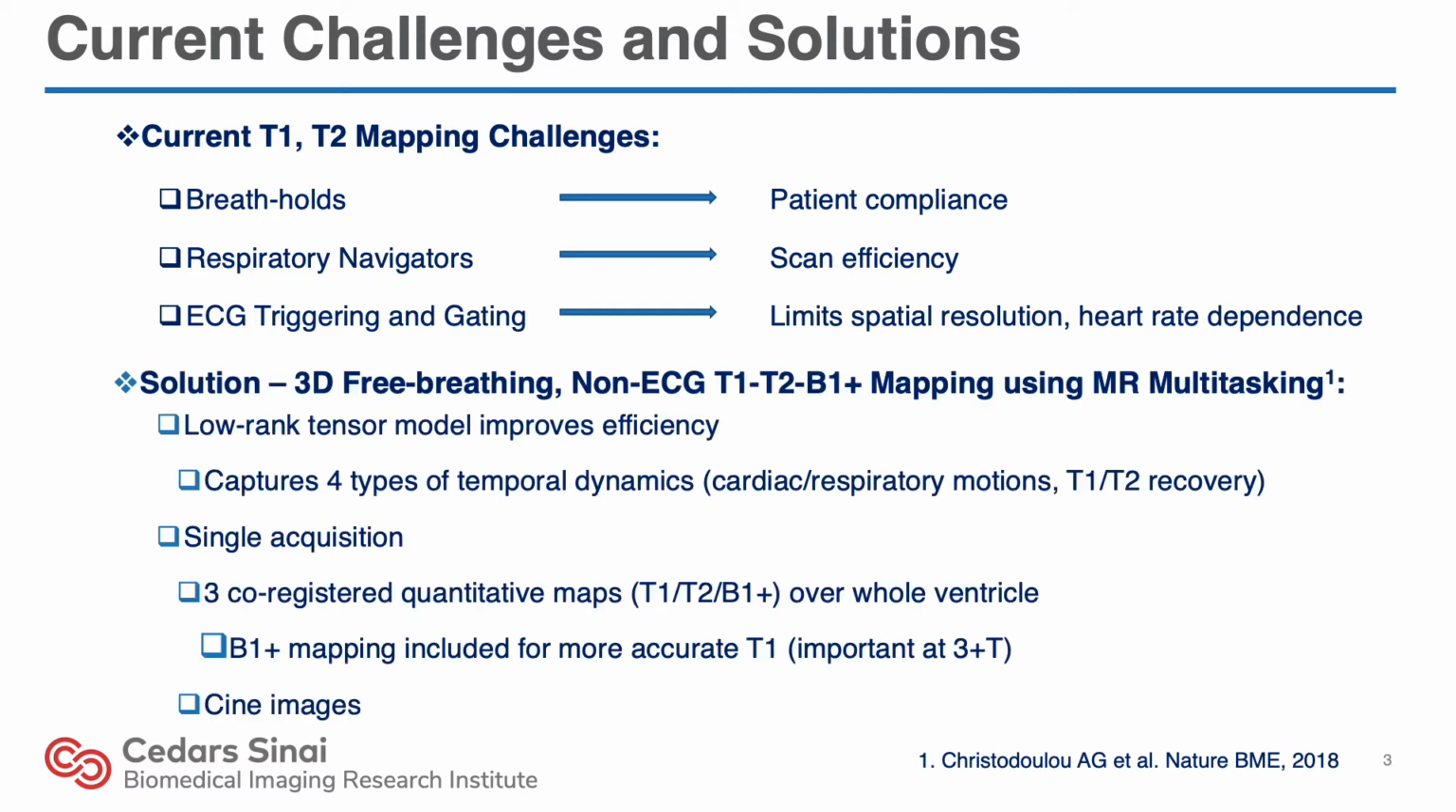Our solution here is a quantitative multidimensional imaging framework called MR Multitasking, which uses a low-rank tensor image model to exploit the spatial temporal correlation between images, and it can improve the scan efficiency. It can capture the cardiac and respiratory motions, T1 and T2 recovery. It is a single continuous scan that not only provides three quantitative maps, T1, T2, and B1+, but also qualitative maps such as cine images.